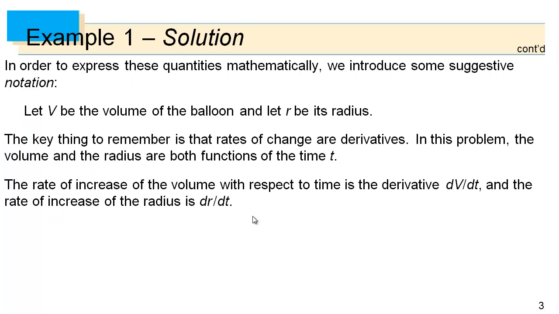Now, in order to express those quantities mathematically, you're going to have to start labeling some things. So we're going to go ahead and let capital V be the volume of the balloon, and little r be the radius. And the key thing to remember here is that rates of change are derivatives. So in this problem, the volume and the radius are both going to be functions of some time t, and then the rates of increase of the volume and the radius are simply going to be the derivatives of those functions, dV/dt and dr/dt.